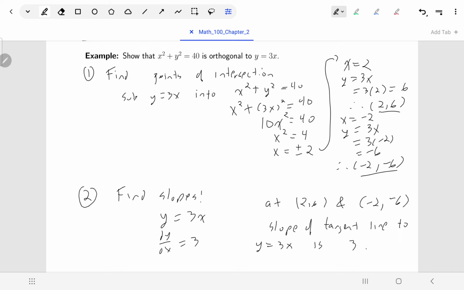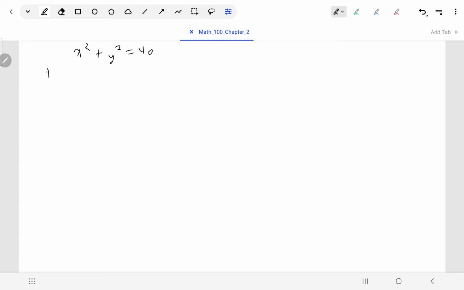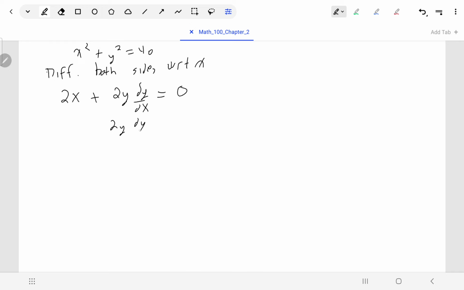is positive 3. Okay, so now we need to do the same thing for the circle, x squared plus y squared equals 40, and find the slope of the tangent line at those two points. This one is implicitly written, so I'll need to differentiate both sides implicitly with respect to x. The derivative of x squared is 2x. For y squared, it's 2y dy/dx. And the derivative of 40 is 0. Then cleaning things up, we find that the derivative is negative 2x over 2y, or the same thing as negative x over y.